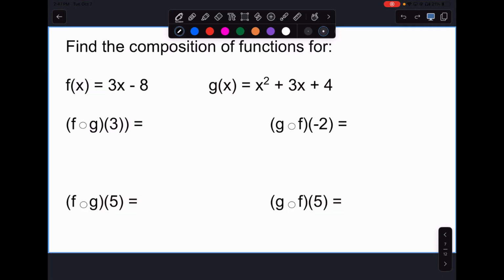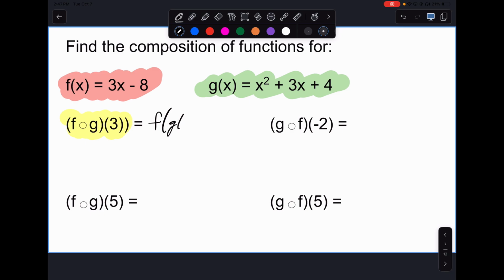Okay, so here's an example of what we're going to do. We have our two functions up here at the top. I like to highlight these just to set them apart. Okay, and then this first one we're going to do right here is f compose g of 3. Now if I want to write this in the other notation that I like better, it would be f of g of 3. And that's what we're going to find. Because they're telling us x is 3, we're going to find a value.